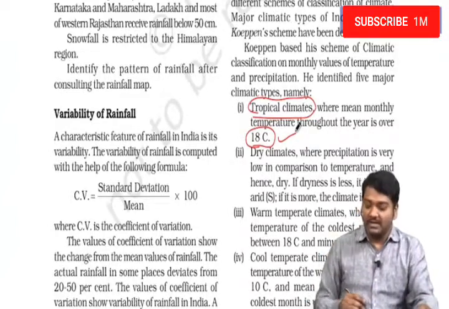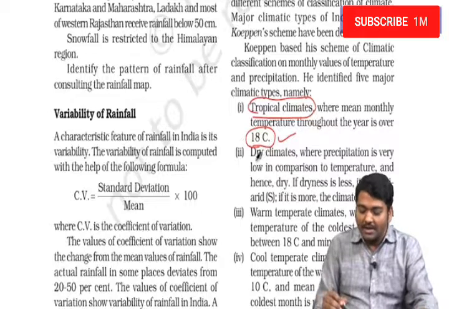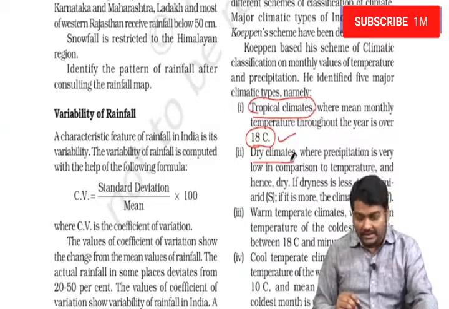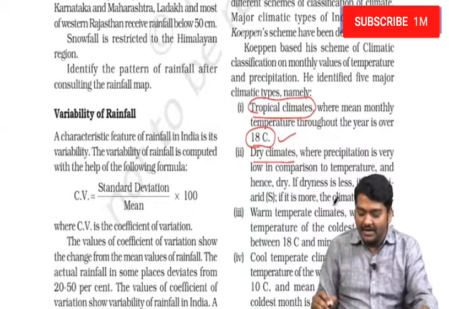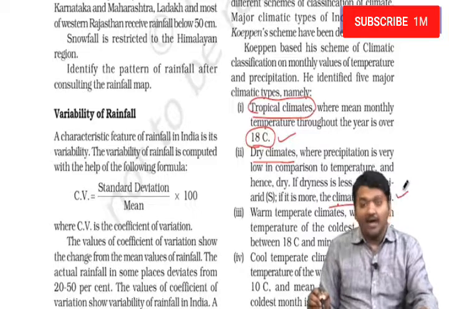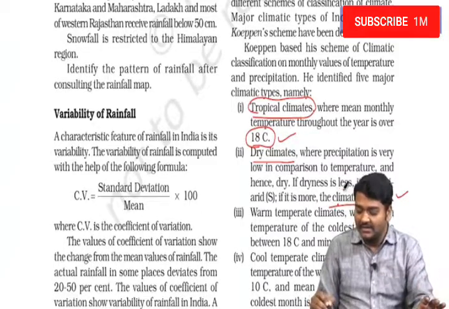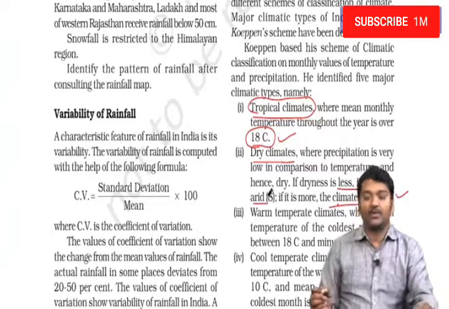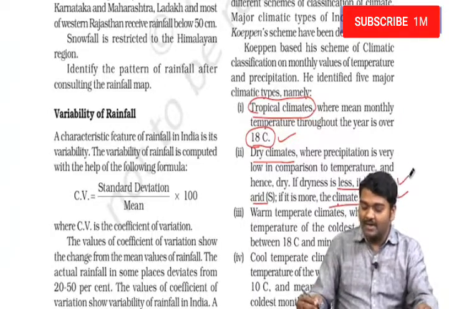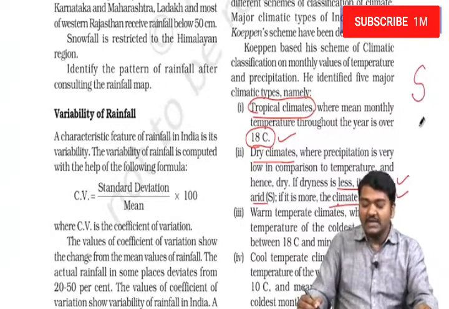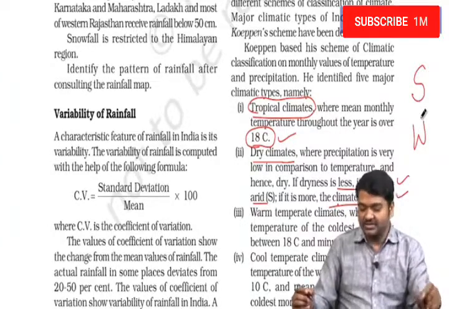Second important thing he says is with respect to dry climates. That is, if it is completely dry, he calls it arid. If it is less dry, that is if rainfall is there at some point of time, we call it semi-arid. So he gives capital S for semi-arid, W for arid regions.